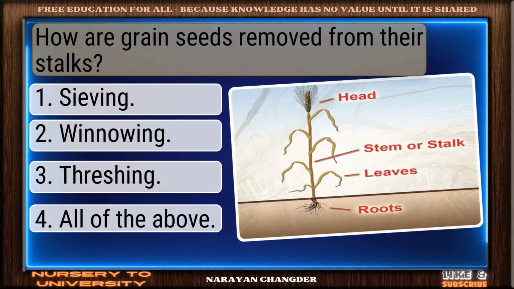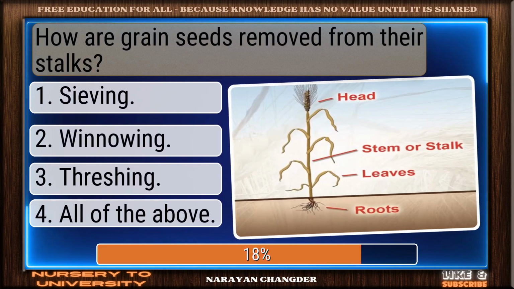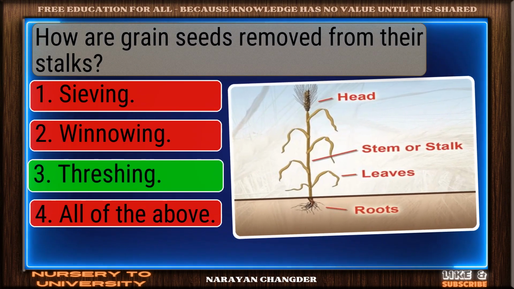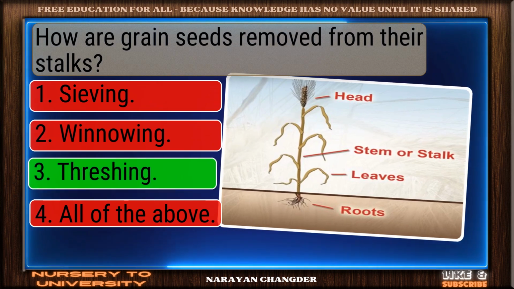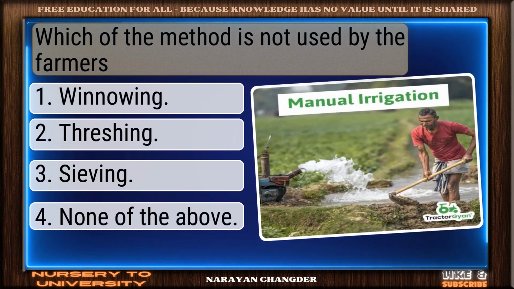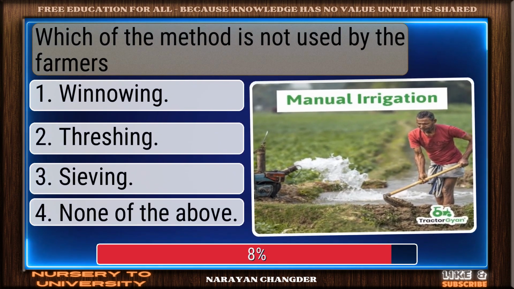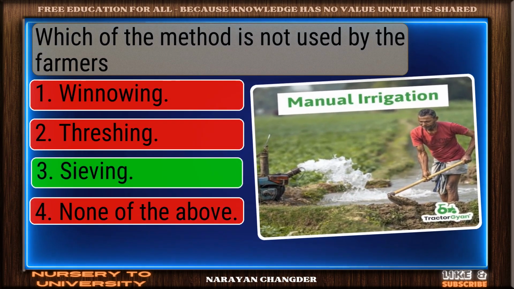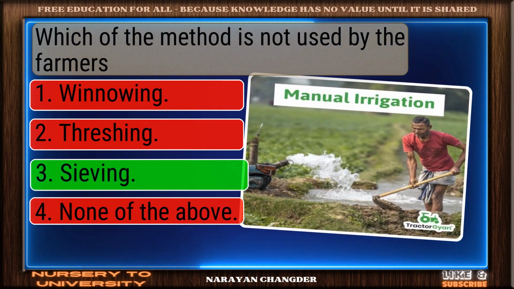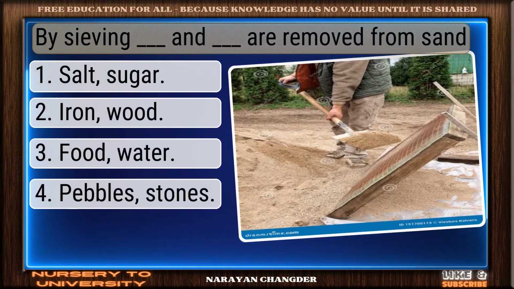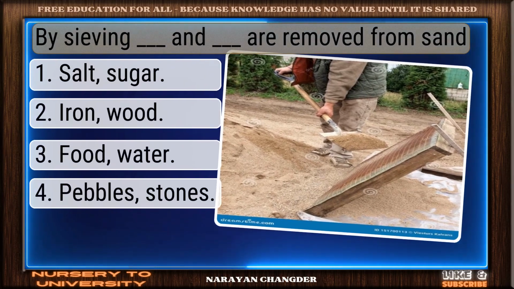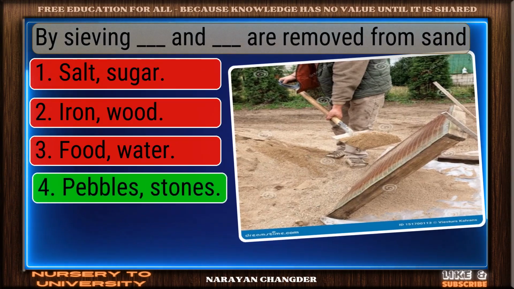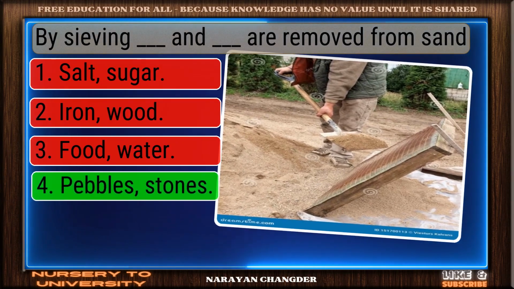How are grain seeds removed from their stalks? Excellent choice. Threshing is the right answer. Which of the methods is not used by the farmers? You chose sieving, and it is correct. By sieving, dash and dash are removed from sand. Well done. Pebbles, stones is the right choice.